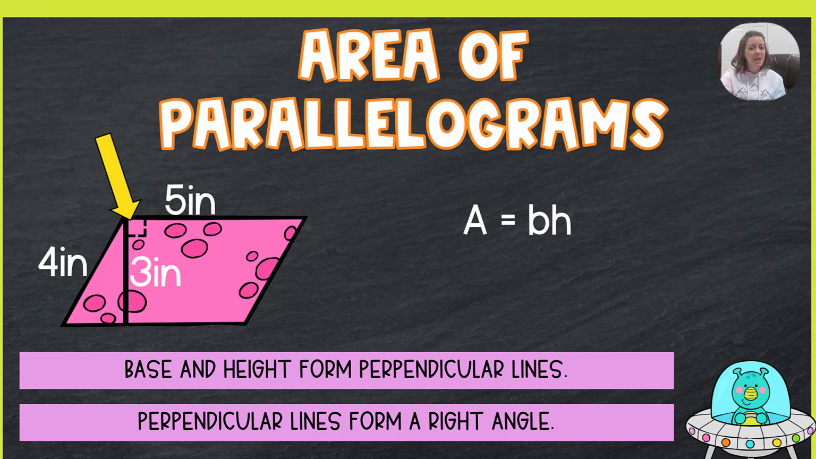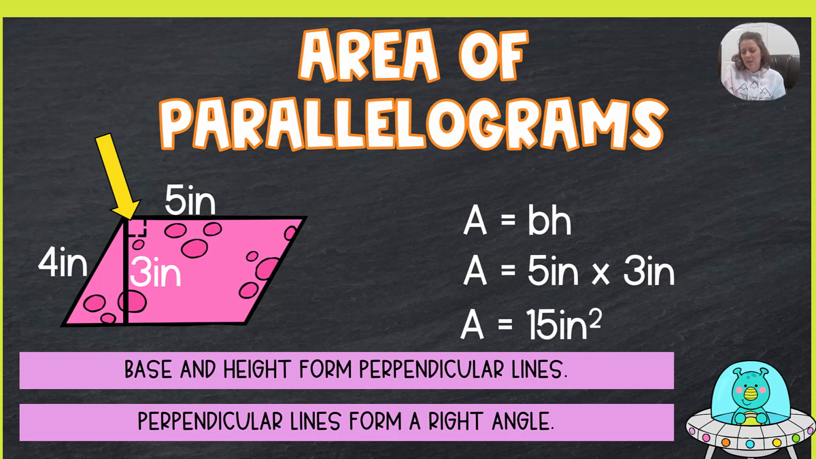The measurements of the two lines that form those perpendicular lines, just like it was in the rectangle we looked at a few minutes ago, are 5 inches and 3 inches. So again, 5 times 3 is 15. Inches times inches is inches squared. The area of this parallelogram is 15 inches squared.